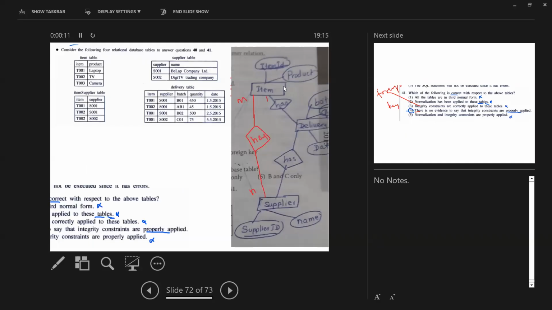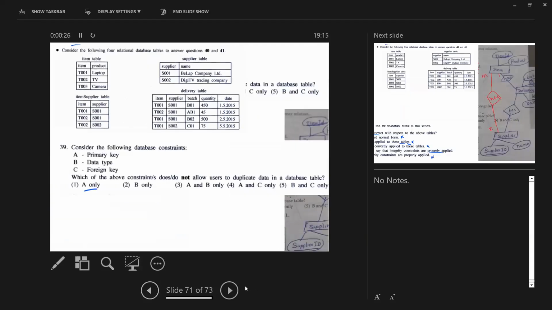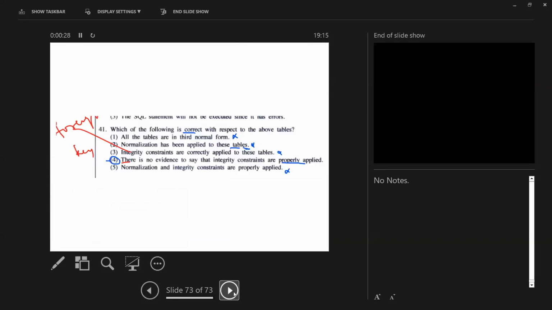It's difficult to draw the ER diagram for this one because they have not given the primary keys and the foreign keys. But according to the given relationship, we can just sketch it. Okay. So the answer should be this fourth one. Okay.